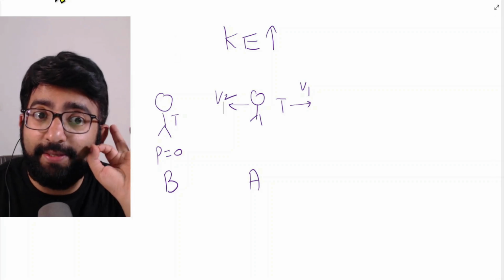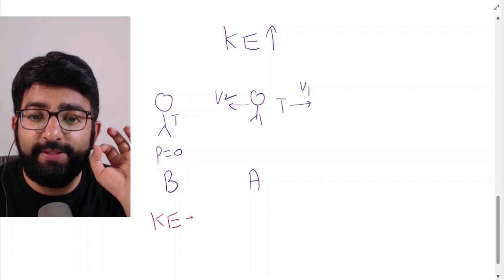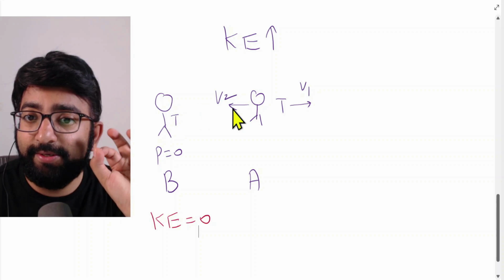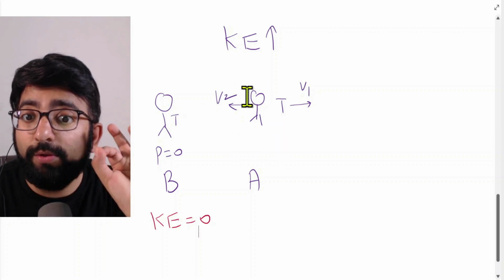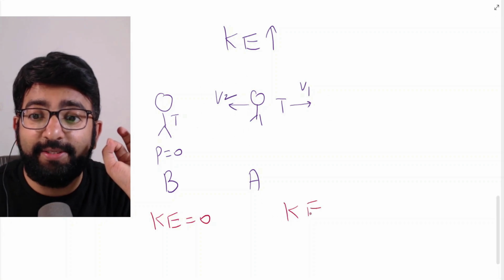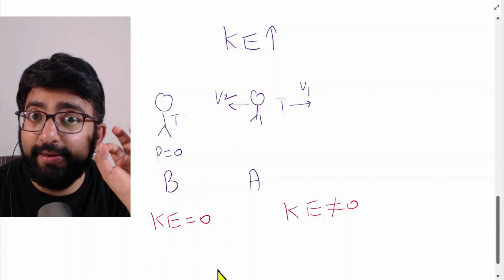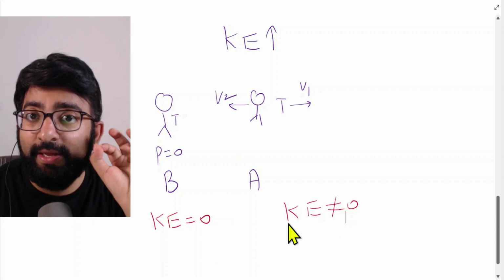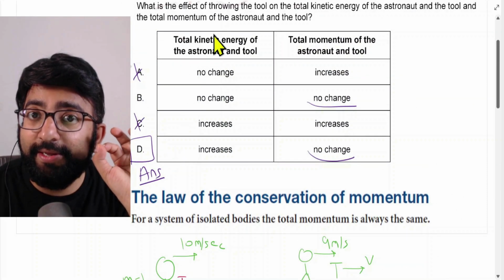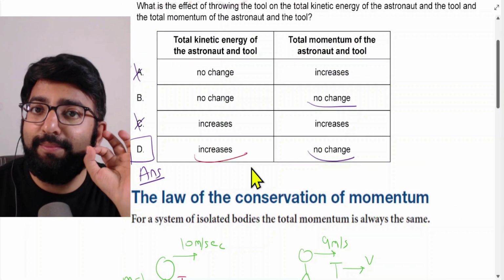So now we can very simply analyze initial kinetic energy of the system. We can say it is zero because the astronaut and the tool were stationary initially. Afterwards, we have non-zero velocities v1 and v2, which means kinetic energy is definitely not zero. Hence, we can deduce that kinetic energy has actually increased. So, this is the ideal and the fastest way to prove that the kinetic energy in this situation will have to increase, whereas the momentum doesn't change.